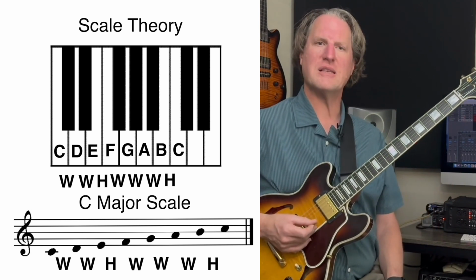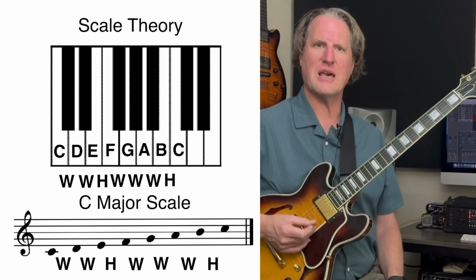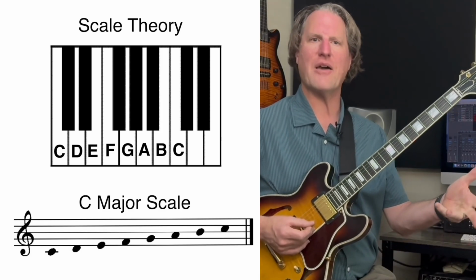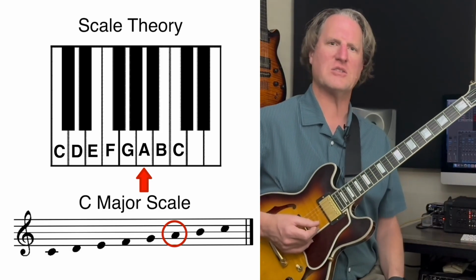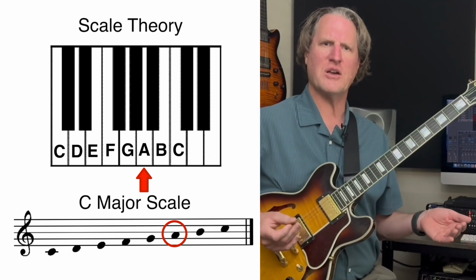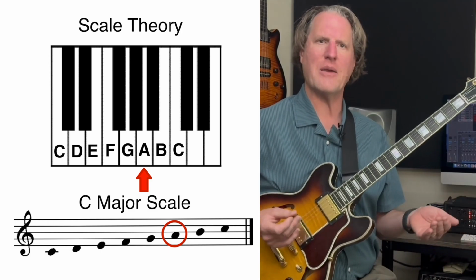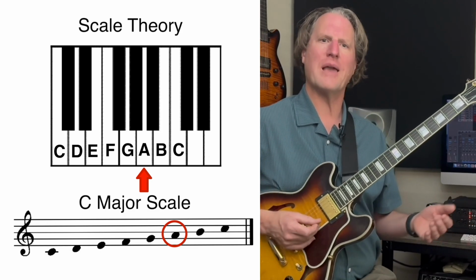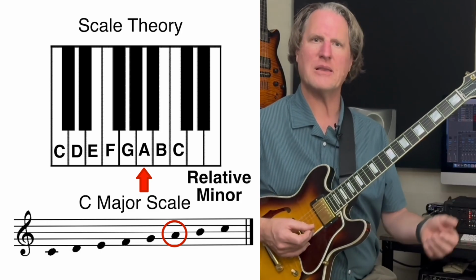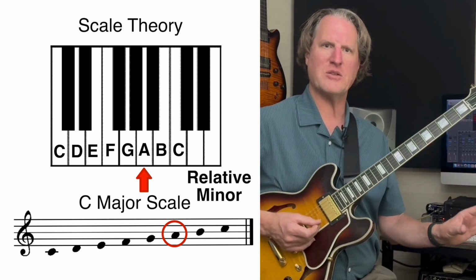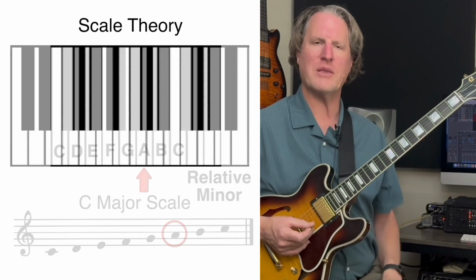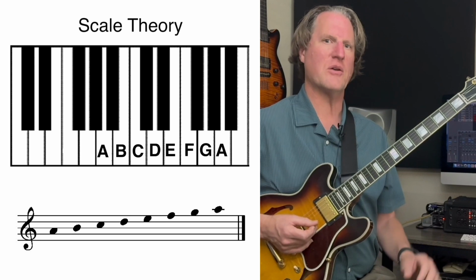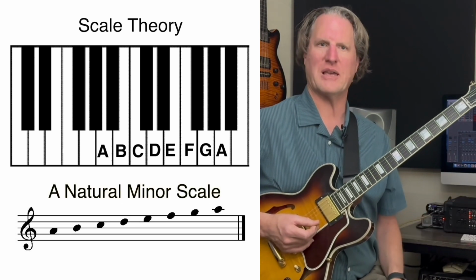So if we go to the 6th note of any major scale, in this case the C major scale, C, D, E, F, G, A would be the 6th note, and we just take those notes from A to A, B, C, D, E, F, G, A, the white keys on the piano, we have what is known as the relative minor key. So C major, A minor would be the relative minor key. But that scale from A to A is known as the natural minor scale.